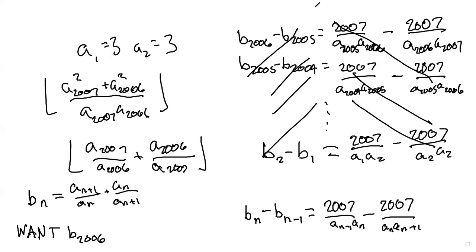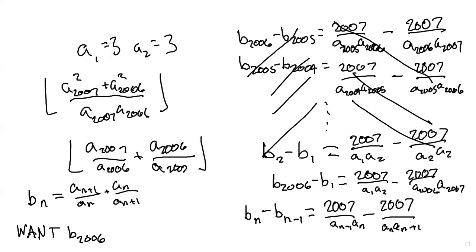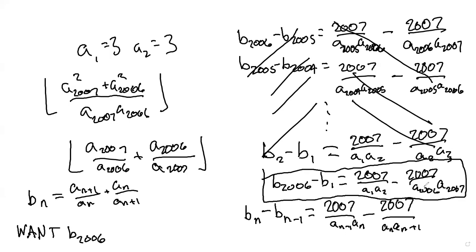So once we add up every single one of these equations, we get b sub 2006 minus b sub 1 is equal to 2007 over a1, a2 minus 2007 over a 2006. And I think we're so close to being done. This is our magic equation. Because let's figure out, what is b sub 1? b sub 1 is 2, because we can just plug these in.